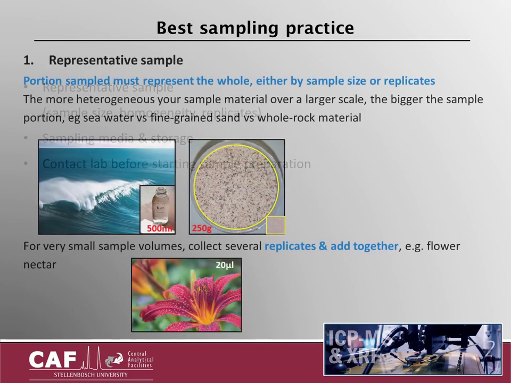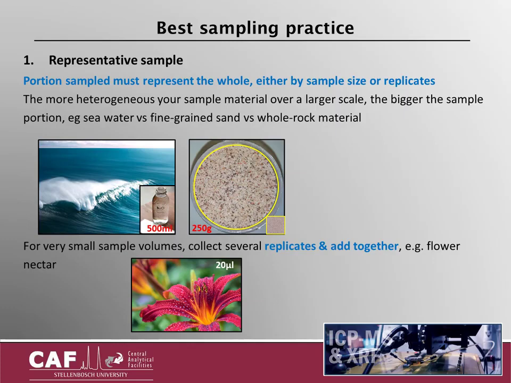So your sample material determines to a large extent the size and volume that you sample. The more heterogeneous your sample material is over a larger scale, the bigger the sample portion is that you need to sample. So for instance, if you are looking at trace elements in open ocean seawater, you don't need to take a ton of sample material. It's going to be homogeneous over a fairly small scale, so that half a liter to a liter of sample is going to be representative enough of your seawater.